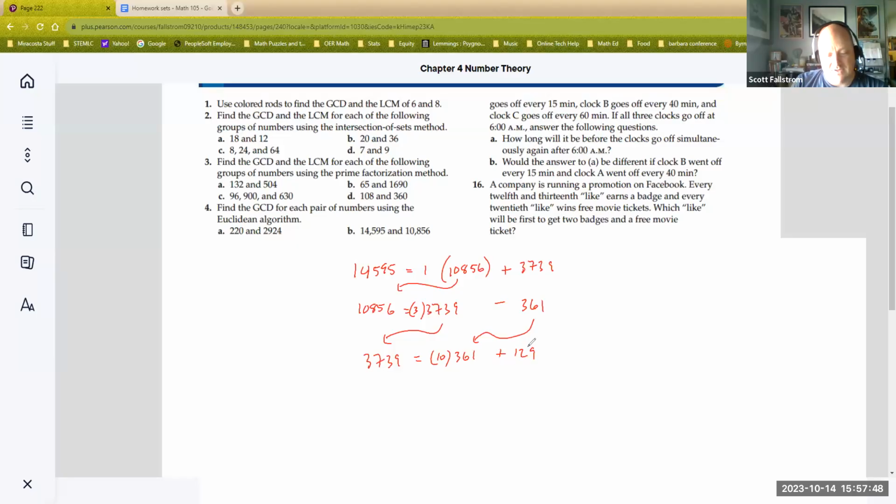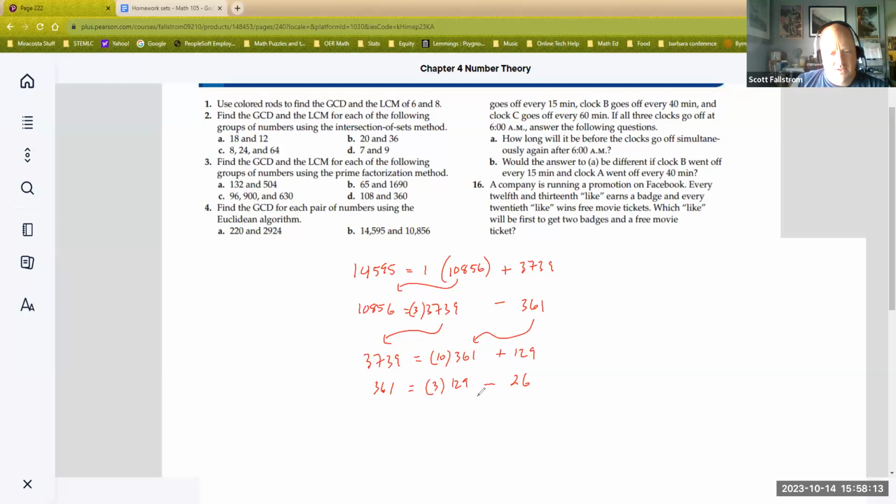361 divided by 129 is... 361 is equal to 129. Now my calculator says 2.79, which is way closer to 3. So I'm going to do 3 of them, and then I'll just subtract. So 361 minus 3 times 129 gives me a 26.